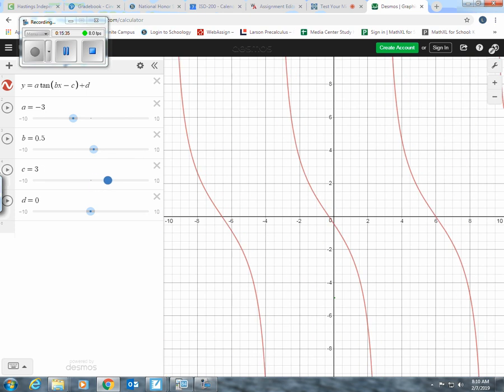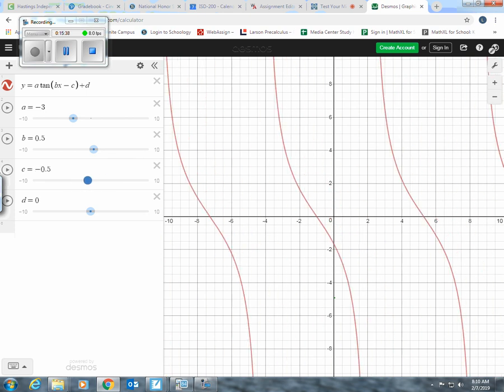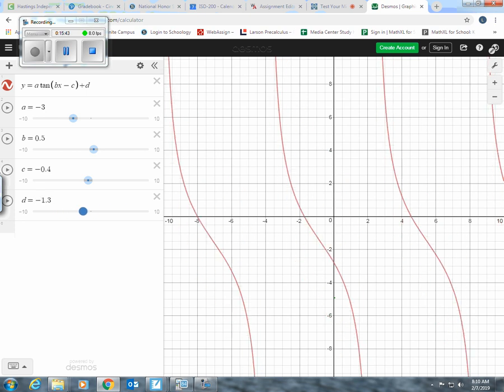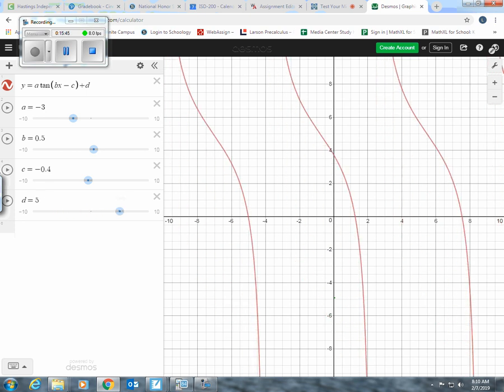It's the same situation, right? If we had a phase shift, it would be going left and right. And if we had a vertical shift, the whole graph goes up and down, which is kind of cool. You can see what that looks like as it moves up and down. So all the translations are the same.